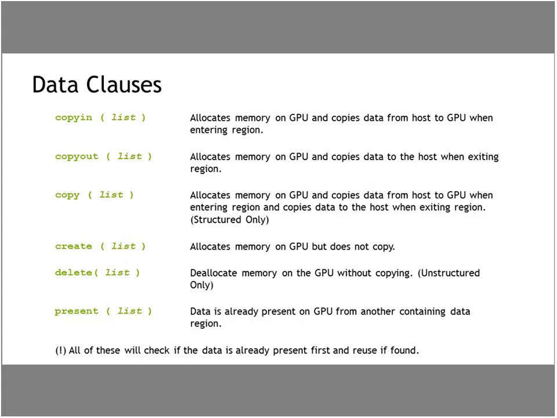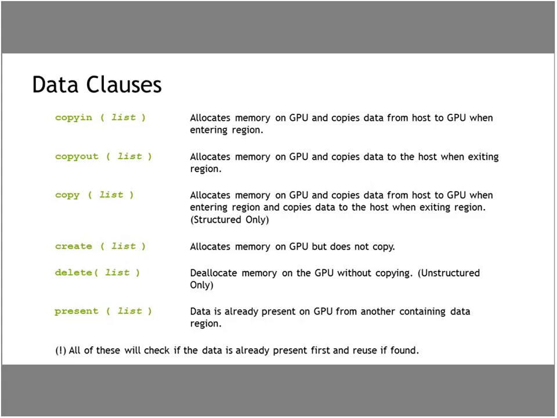Copy is a combination of the two, and so if you have to copy data in at the beginning and back out at the end, you want to use a copy directive. In fact, some people have tried saying copy in and copy out on the same variable, and some compilers don't actually accept that. So if you truly want to initialize and then copy the data back, you want to use a copy clause.